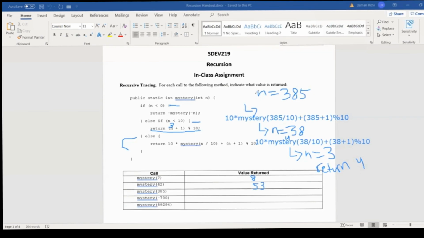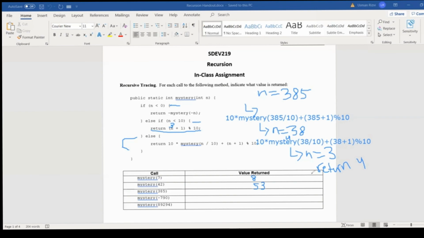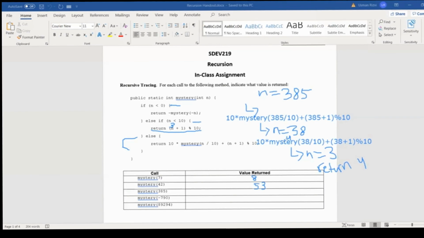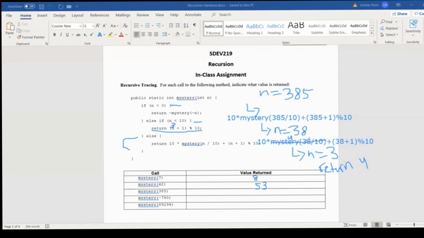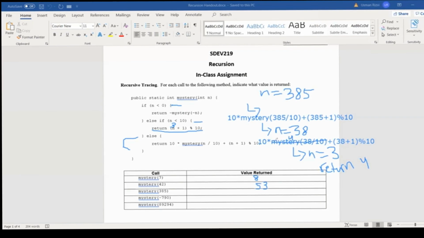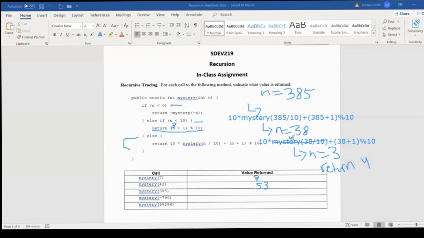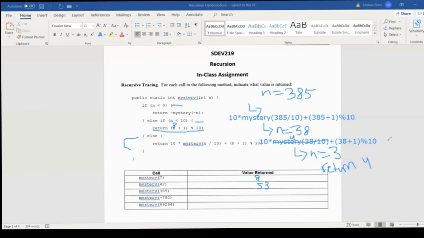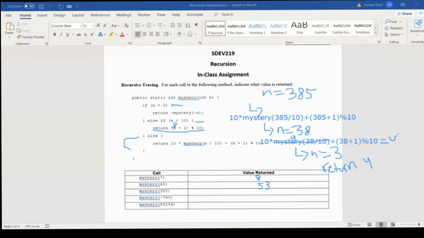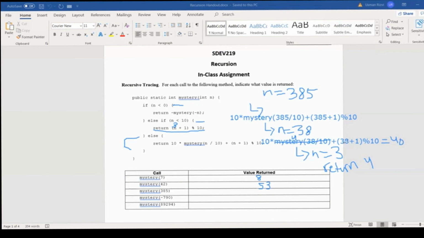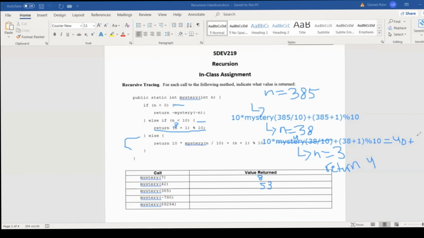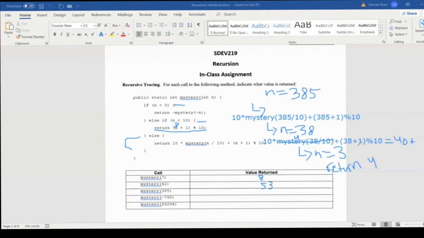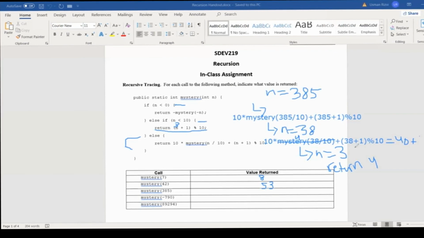Then we backtrack everything, going back to the first level. So 4 gets plugged in here, and 4 gets plugged in right there. Now we don't have the mystery call anymore. We have the number 4, we know the value of that. Now we have 10 times 4, which is 40. So this will equal 40. And then we have 38 plus 39 mod 10. So what is 39 mod 10?